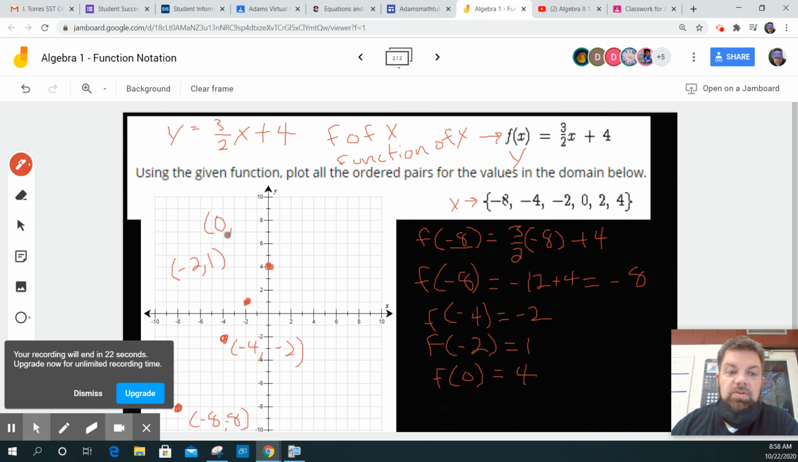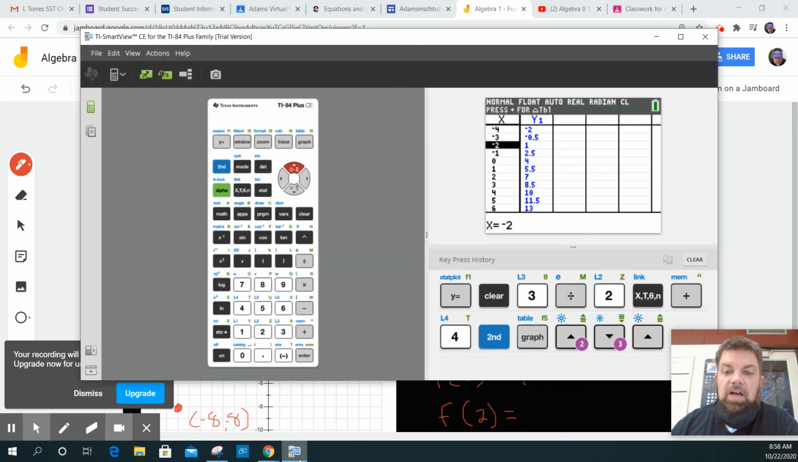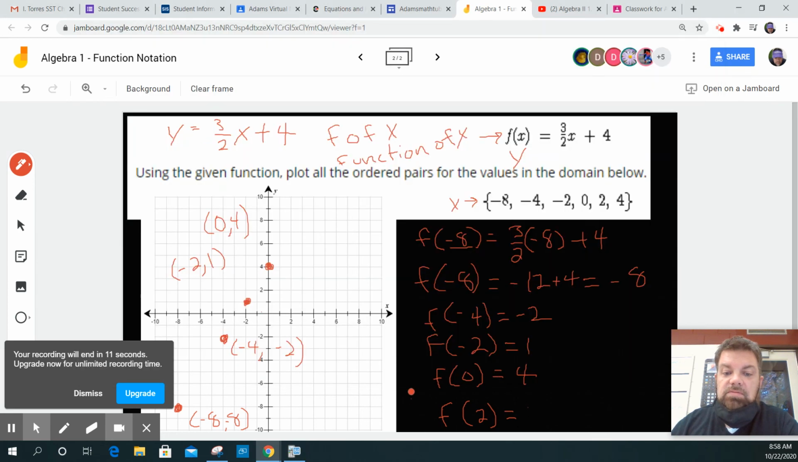And that's all you would do, you complete that, right? What's f of 2? Well, f of 2 would be 7. So I'm going to go over 2 and up 7. And that's it.